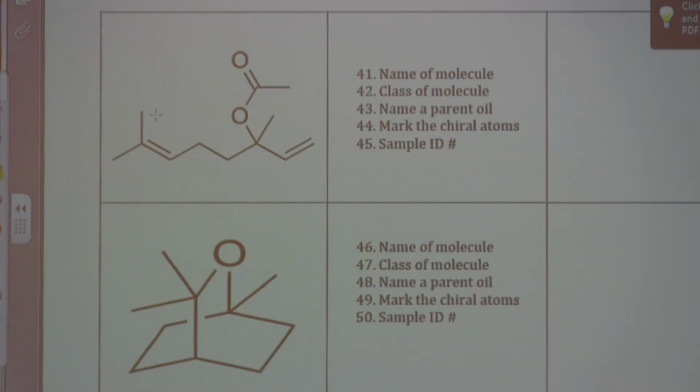Okay, next we have Linaloyl acetate. Class is an ester. Parent oil, I would have accepted clary sage or lavender. And the chiral atom, there is one, and that is right here. Right there. And the sample ID was number 4.